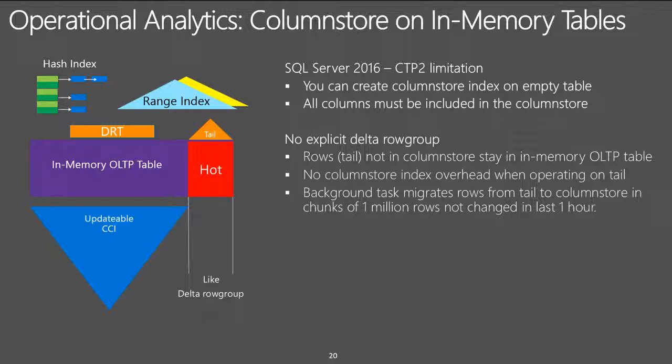Now, what happens is there's a background task that, just like in a non-clustered column store index, moves data from the tail into the column store index. And if you install the CTP2 build when it comes out, that thread migrates only those rows that have not changed for 1 hour, and in a group of 1 million rows. Okay, that's what it is doing. Now, the deleted rows table, I already talked about. It tracks deleted rows.